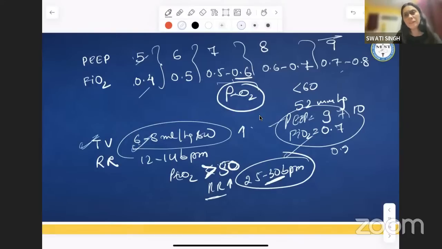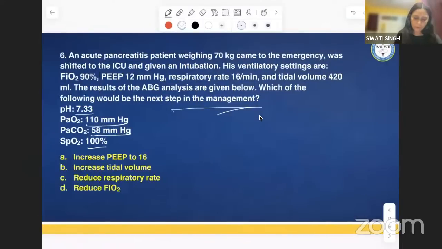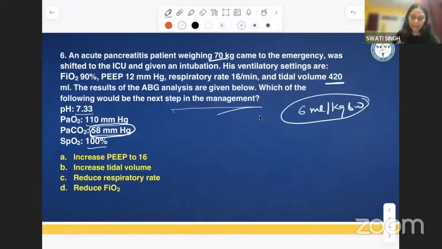What do we increase beyond that? Tidal volume. So let us see the question. What is the problem in this patient? PaCO2 is higher. His tidal volume is 420, he is 70 kg, so it is 6 ml per kg body weight. Okay, that's adequate. His respiratory rate is 16 breaths per minute, and his PaCO2 is 58 mm of Hg.